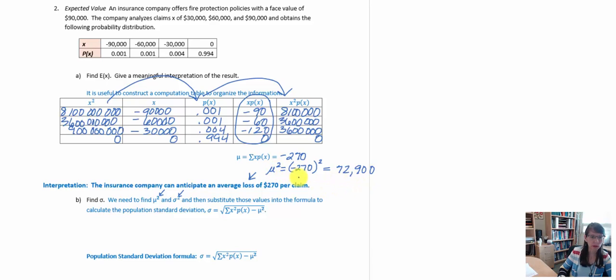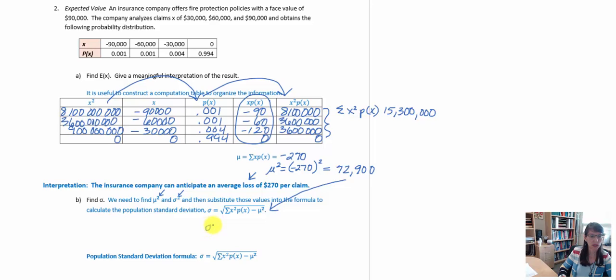So we do have our substitution now for mu squared, and we know that the sum of x squared px can be found by adding the values in this last column. So our sum of x squared times the probability of x is found by adding this last column, and that will give us 15,300,000. So that is the substitution for the sum of x squared px.